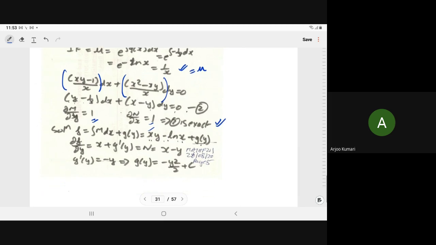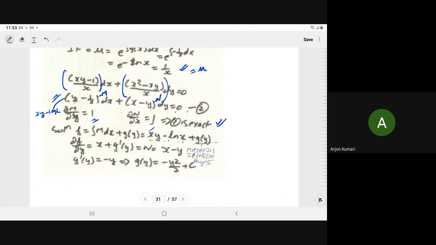Now, if this is the exact equation, its solution will be f is equal to integral M dx plus g(y), whatever you have done earlier. Here you have to take this new M, and this is the new N, right? So it will become the integral of M dx. Integral of M dx means xy minus log of x. So xy minus ln x plus g(y).